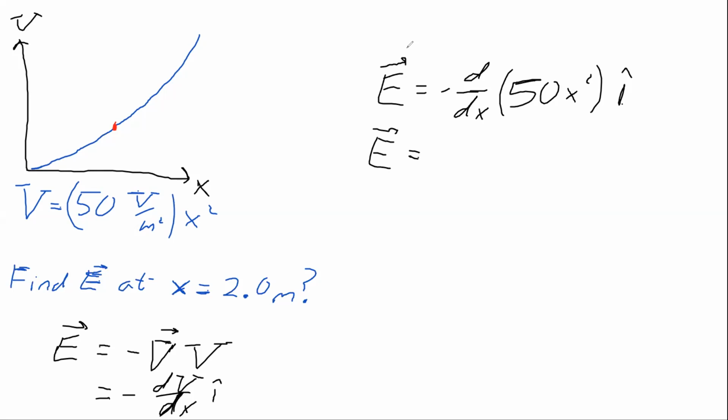Okay, so let's take the negative derivative. So we get negative, well, that's pretty easy, negative 100 x i hat.